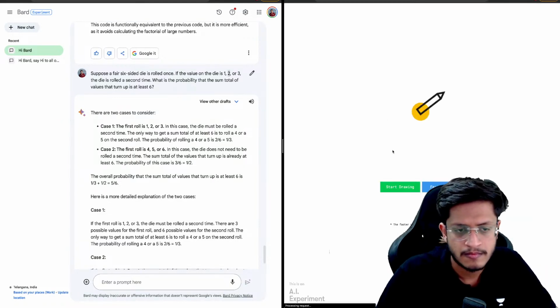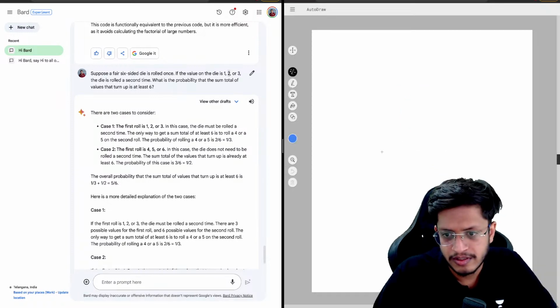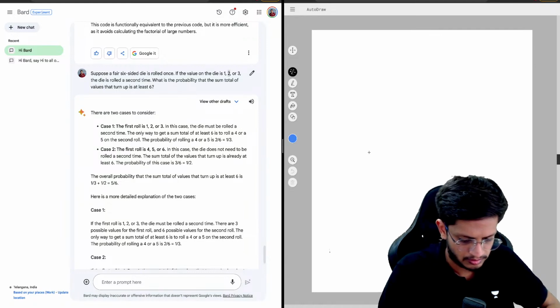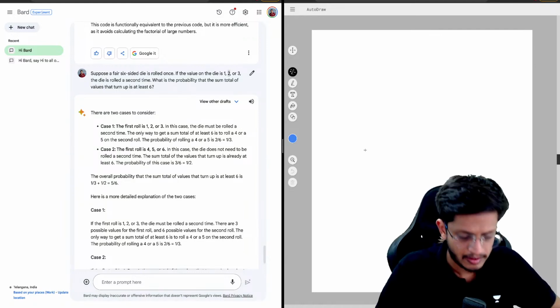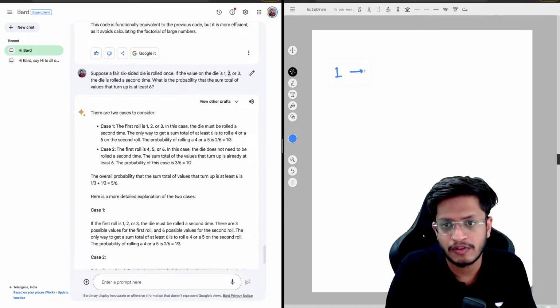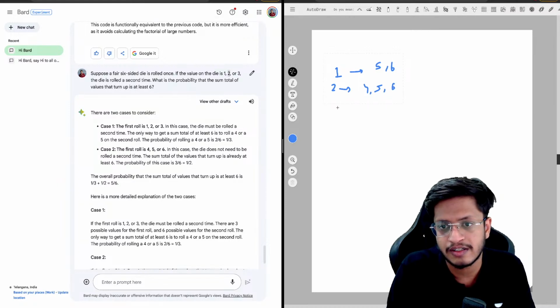Let me solve the problem first. Okay. So what happens here? If you're getting 1 in the first go, then what choices do you have? You can get 5 or 6 in the second draw. If you're getting 2 in the first draw, you can have 4, 5, or 6 in the second draw, and your sum will remain at least 6.